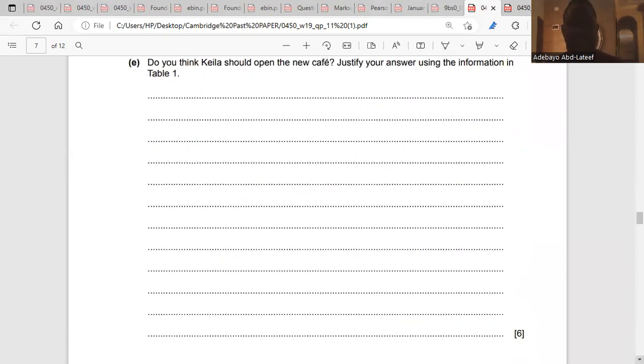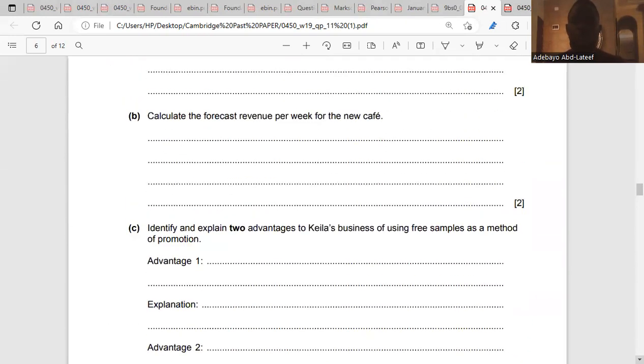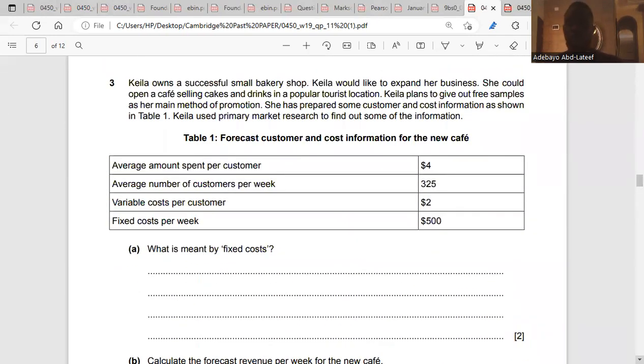Okay, we'll go for E. Do you think Kyla should open the new cafe? Justify your answer using the information in the table. My own answer is I think she should, because I like the business plan she's willing to do, having market research and giving samples. This is a good start. Based on what we see, she's a successful business person. They said Kyla owns a successful small bakery shop. So if she can own one successfully, she can do better than that. She can still do more.